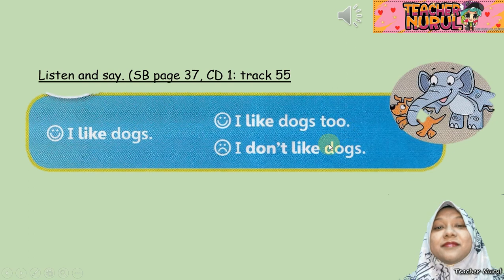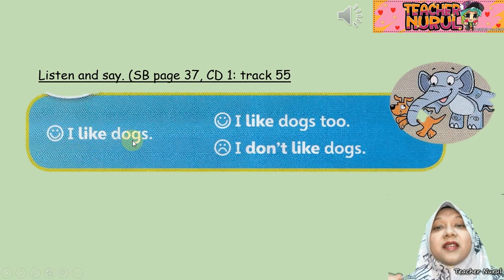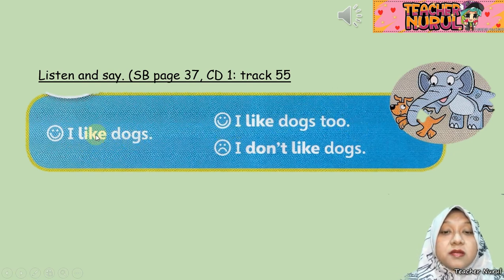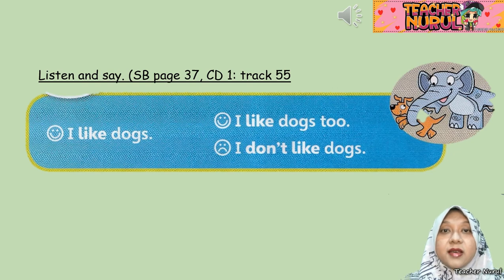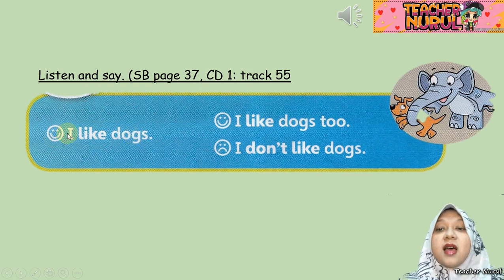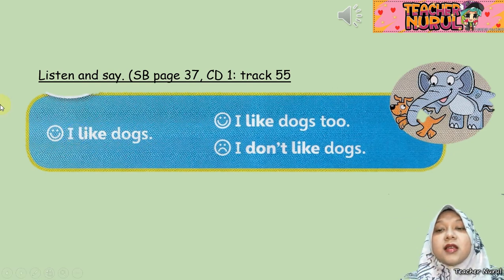So I want you to practice. You can practice reading the sentences. I like dogs. I like dogs too. I don't like dogs. You can keep on practicing pronouncing the sentence I like. You can change the dogs to cats. I like cats. I like elephants. I like lizards. You can keep on changing the animals or the pets.